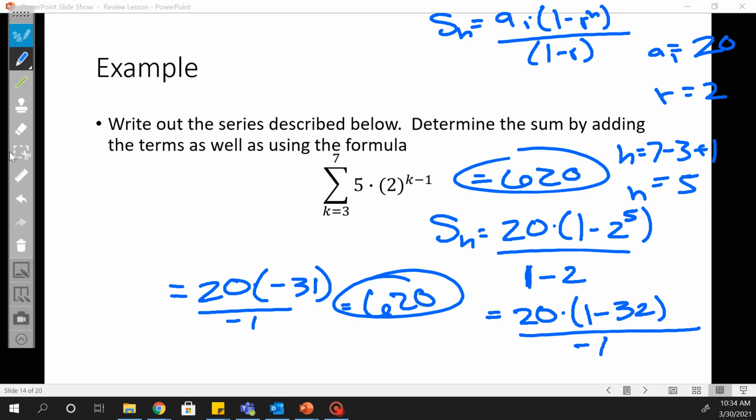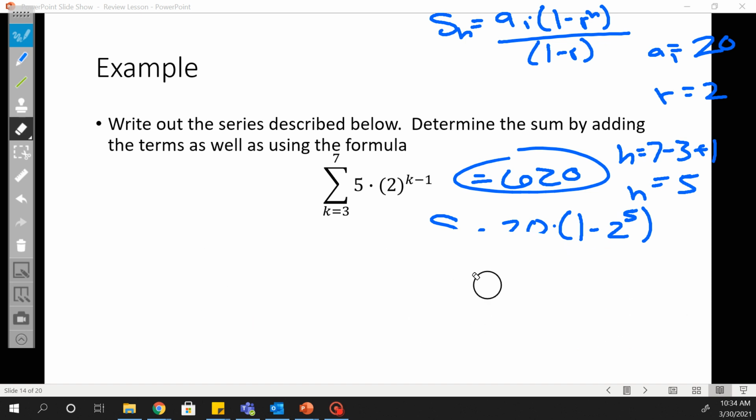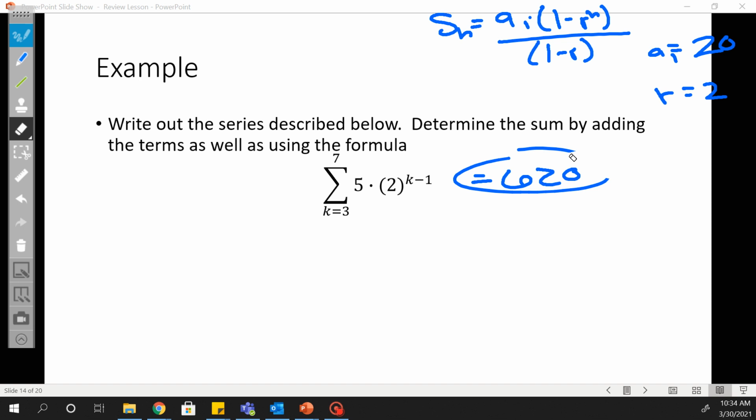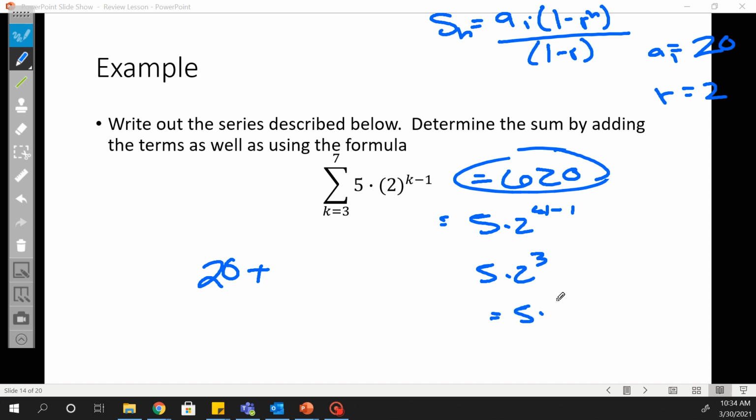I calculated that using the formula, but let's see what it would look like if I had just listed out all of the individual terms and added them together. So I'm starting at the third term and going to the 7th term and adding them all together. We already plugged in 3. The third term we determined was 20. What about the 4th term? I would want to plug in 4 here. So it would be 5 times 2 to the 4 minus 1. So 5 times 2 to the 3rd, which is 5 times 8, which is 40.